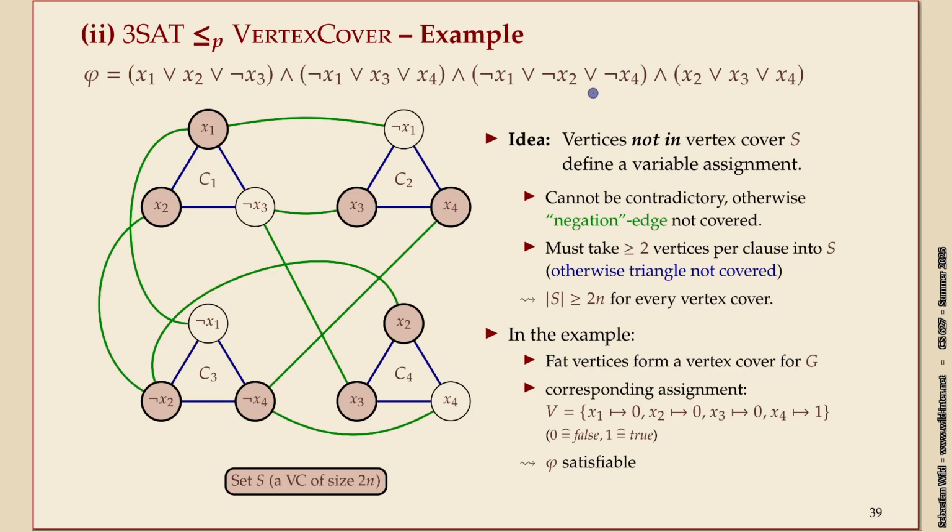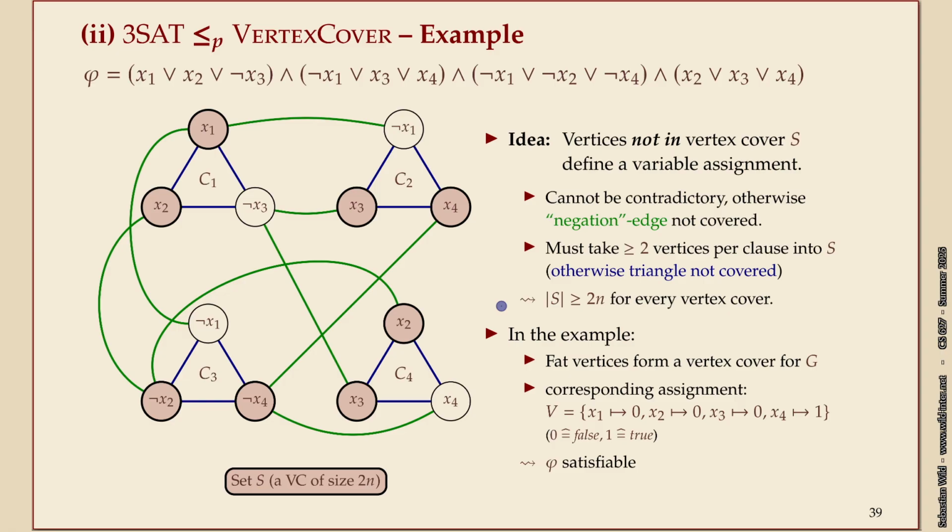Here's a formula. It has these clauses. For each clause, you make a little triangle, and it's connected by these blue edges. And the vertices are labeled by the literals in the clause. That by itself wouldn't be interesting, but you add green edges between every 2 literals in different clauses that contradict each other. So here I have x1 and not x1. I cannot have both at the same time, so put an edge between them. And you do this for all pairs of literals. If they are a variable and the negation of the same variable, put an edge between them in green.